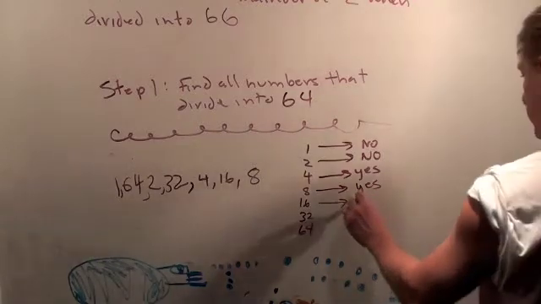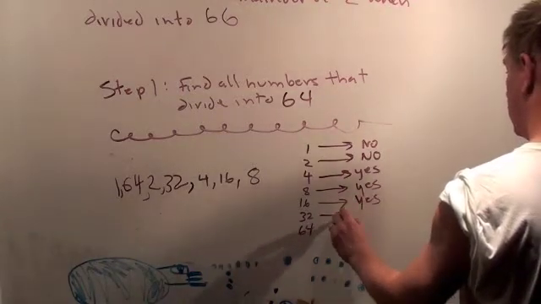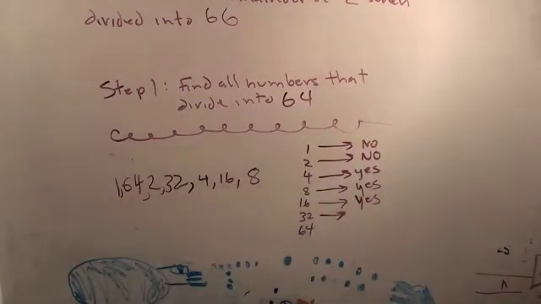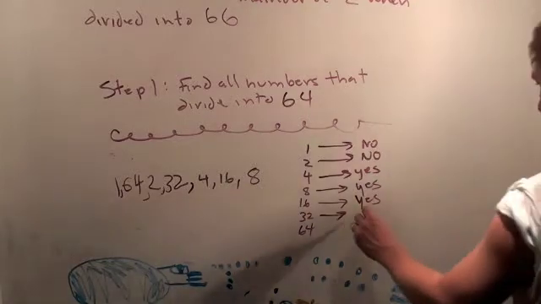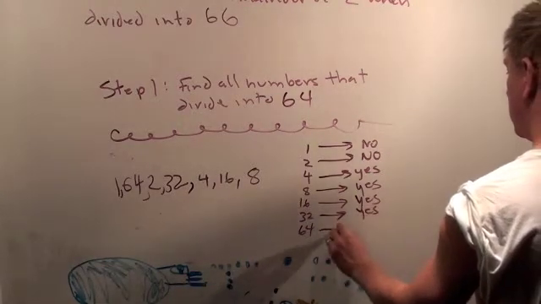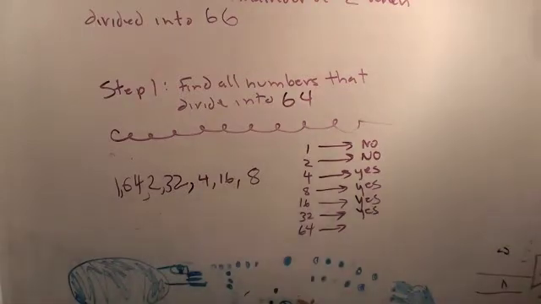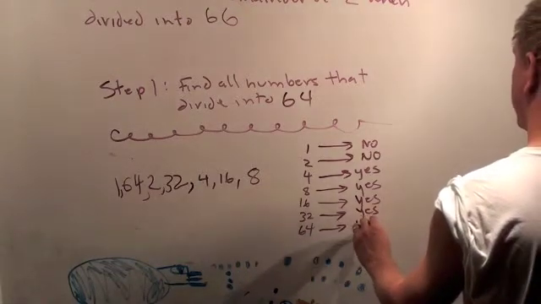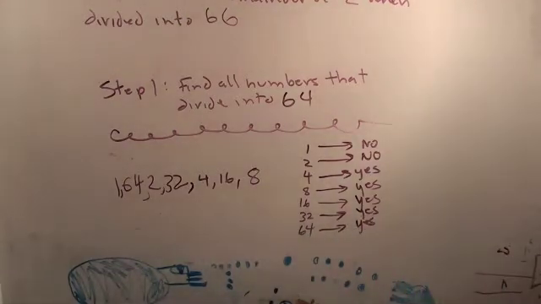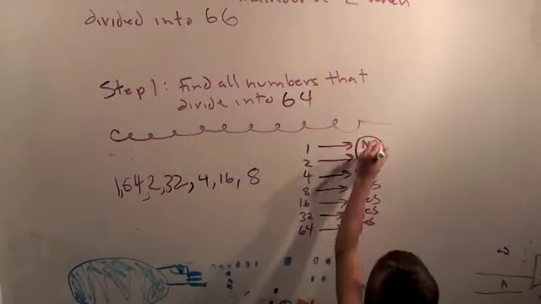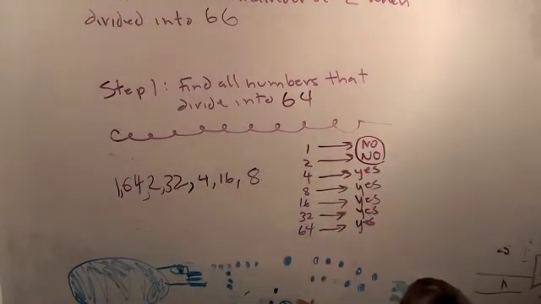Okay, what about 32? We know 32 goes into 64, so yes. And what about 64? 64 goes into 64, so it does leave a remainder of 2 when you divide into 66. So I noticed something. There's always 2 no's, and there's 5 yeses.